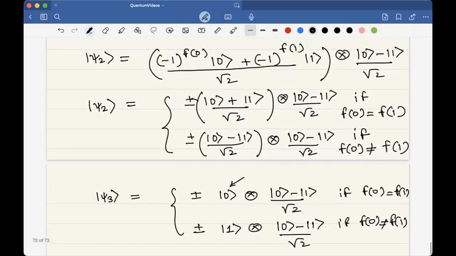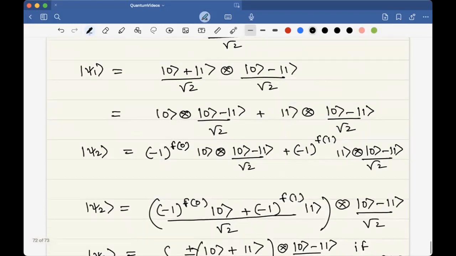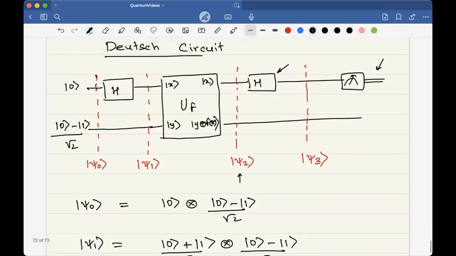So the point is that we required only one call to this U of f function. And this U of f function is called an oracle or a black box. It's the equivalent of calling the function in the classical case, or writing a subroutine for the function. In either case, using this Deutsch circuit, using a quantum algorithm called the Deutsch algorithm, we are able to distinguish between these two cases in only one query or one call to the oracle. So that's the Deutsch algorithm.